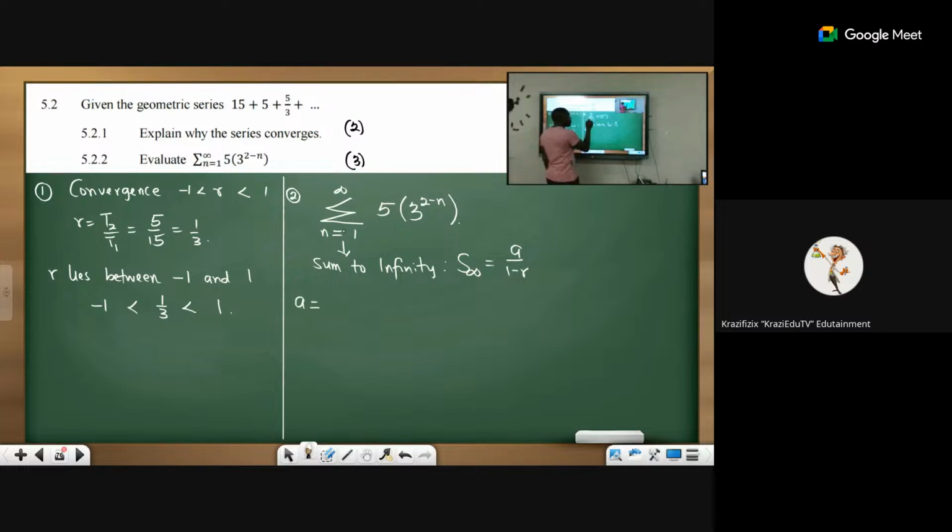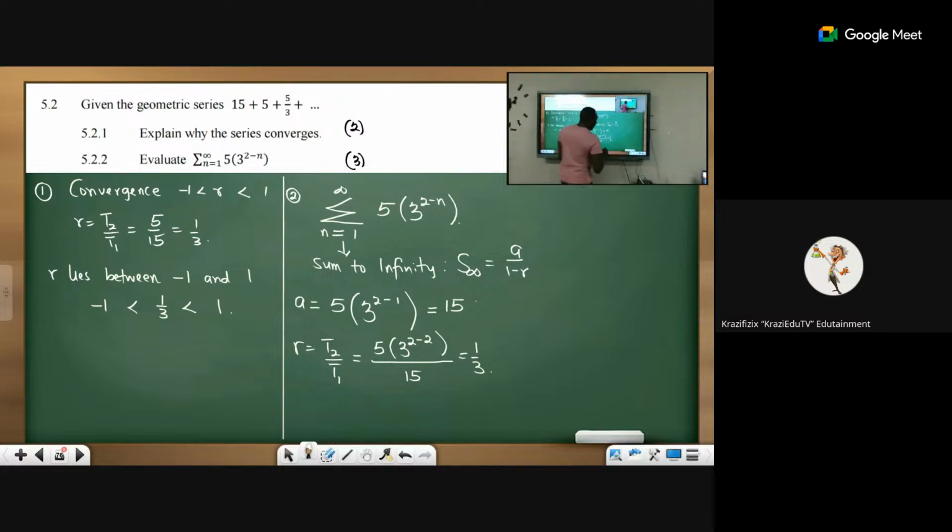I'm starting from position number 1. Oh, so anywhere I see n, I should put 1. What would that give me? That should actually give me 15. What about R? R is T2 over T1. So let's go get our T2. How do you get T2? So I need my n to be 2. And I know this is 15. If you put that, 3 to the power 0 is 1, so 5 over 15. Oh, so I'm done. Now I can talk about my S to infinity.